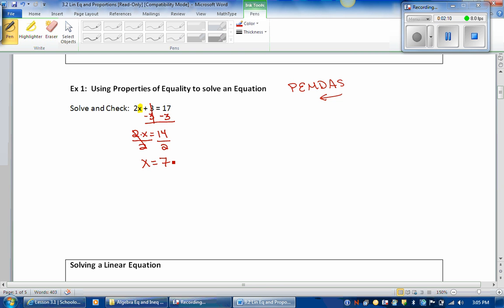Now we're going to go through and check that. We check by simply substituting it back into the original equation. 2 times 7 plus 3 equals 17. The left-hand side and the right-hand side should equal one another if I'm correct. 14 plus 3 equals 17. 17 equals 17. Check.